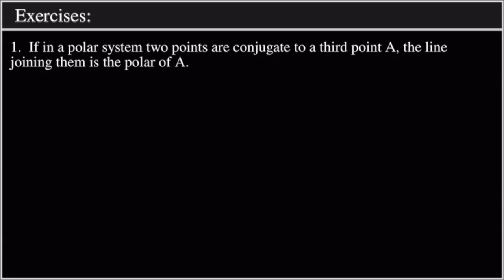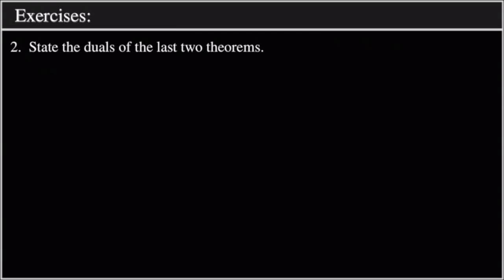Exercises. 1. If in a polar system 2 points are conjugate to a third point A, the line joining them is the polar of A. 2. State the duals of the last two theorems.